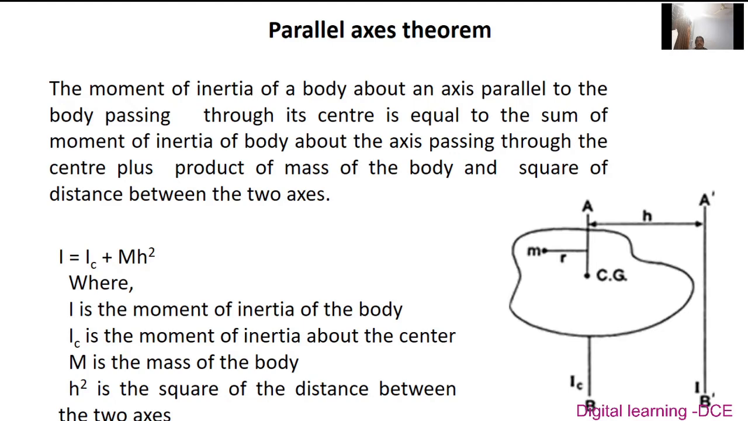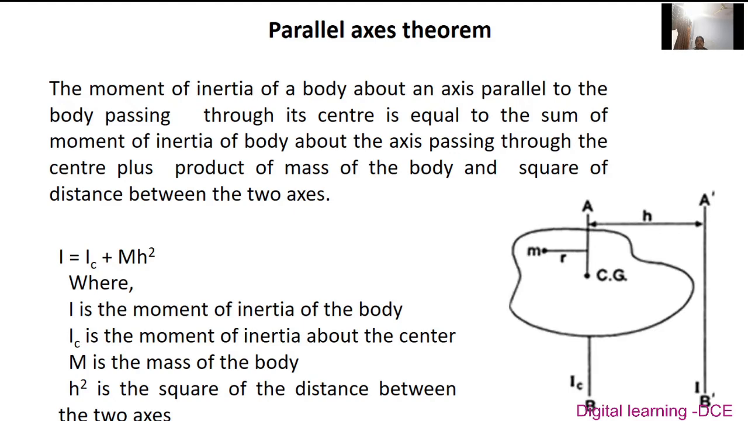For example, consider a rotation of a uniform rod. It is easy to rotate the rod about its center than its end. Another example is a bicycle wheel. It is easier to rotate it about the center than the rim.